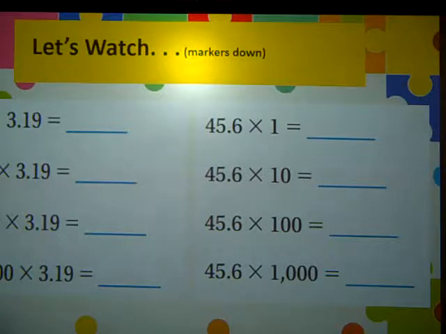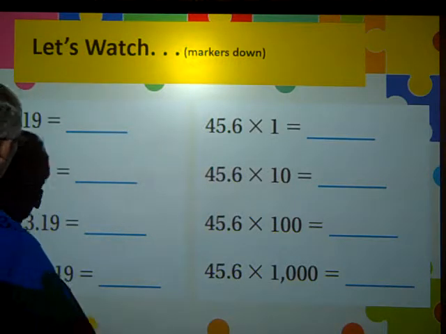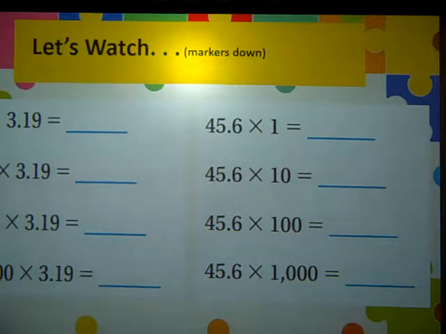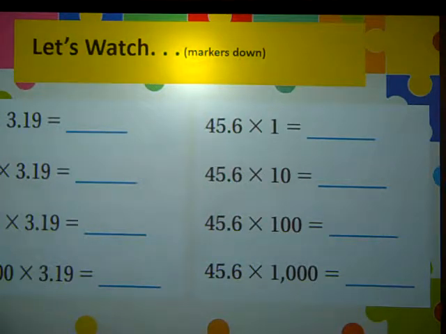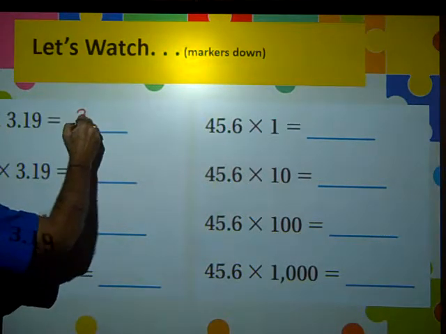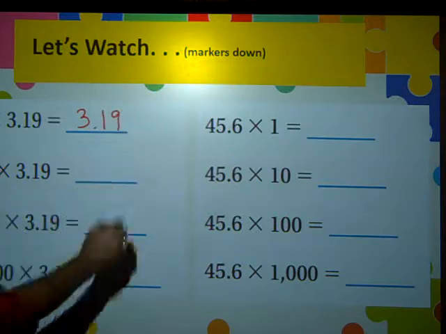Alright, so let's start with the easy side. 1 times 3 and 1 ninth tenths. Now we know from 2nd, 3rd, 4th grade that whenever you multiply a number by 1, you just have one group of that number, so it's just that number. So 1 times 3 and 9 tenths is just 3 and 9 tenths, right?